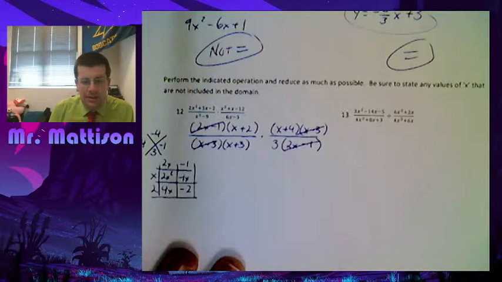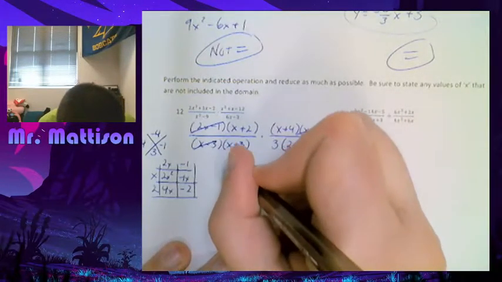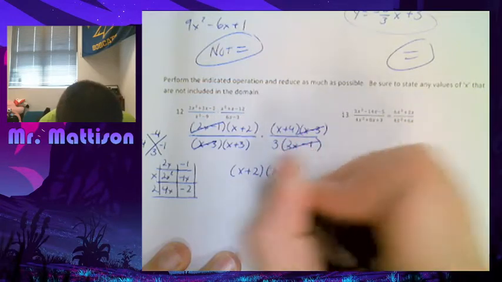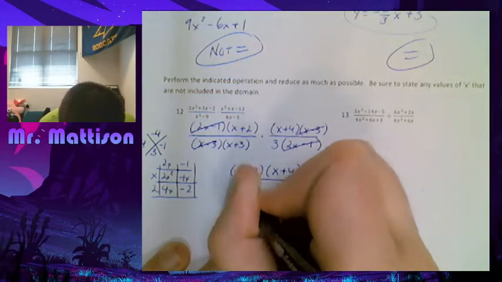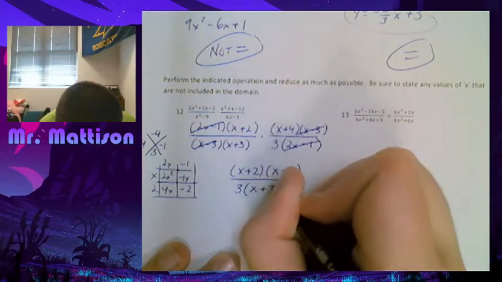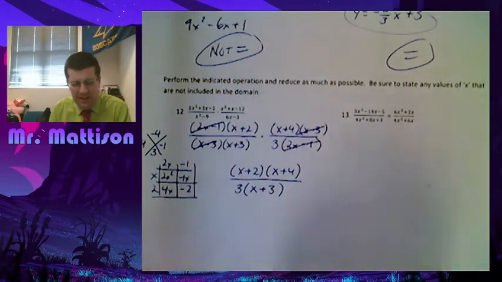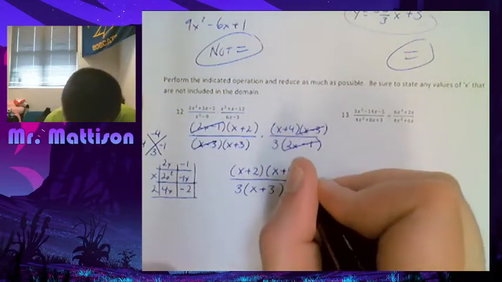Nothing else here is going to cancel out. So it's going to be (x + 2)(x + 4) over 3(x + 3). And we typically just write constant numbers off on the left-hand side. There's no other real benefit in me doing that.